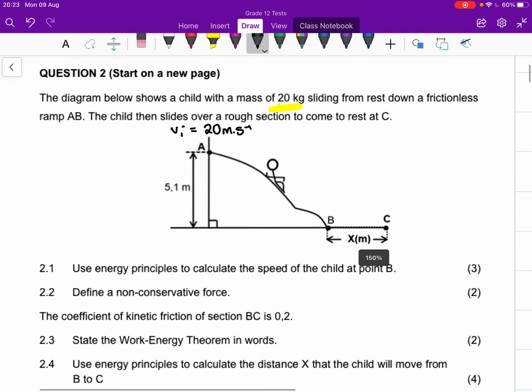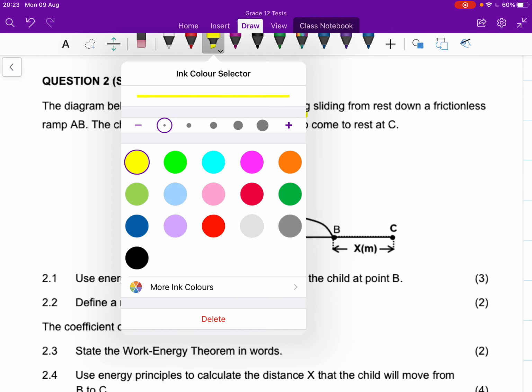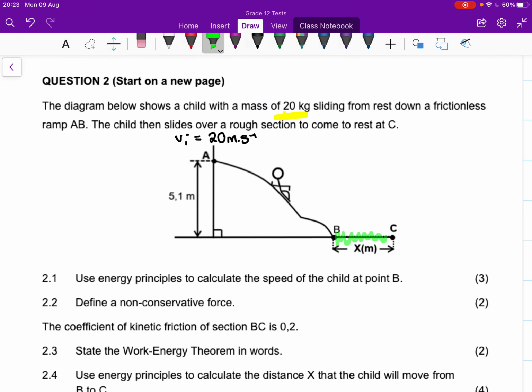The child slides down a frictionless ramp to B, then slides over a rough section. So from B to C there's friction. There's no friction from A to B, and the vertical height is 5.1 meters. Then they say use energy principles to calculate the speed of the child at point B.